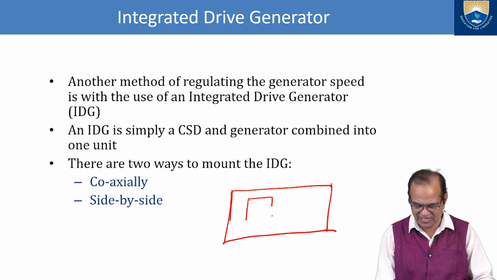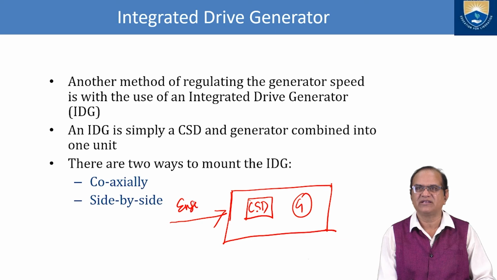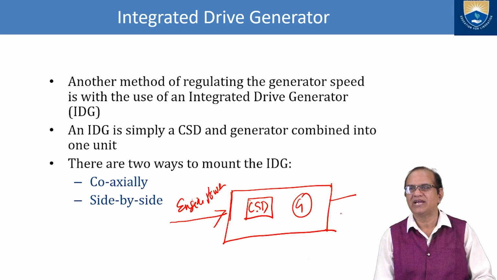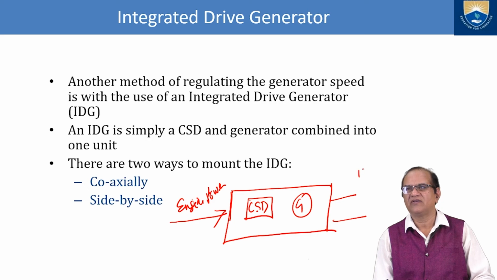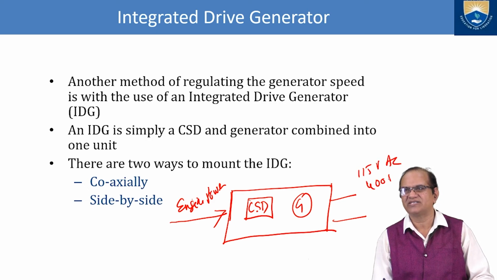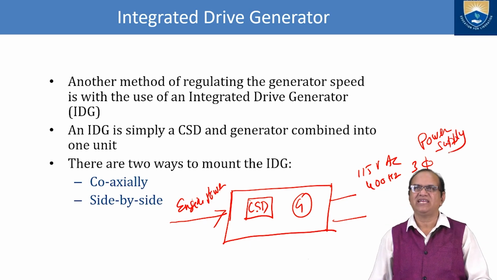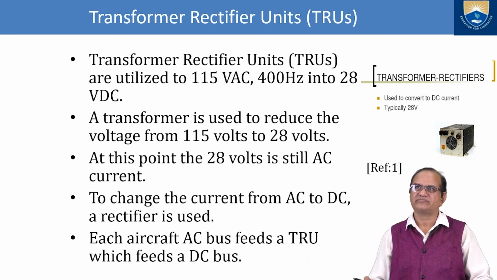So here we have the CSD and here we have the G, and the engine power is coming from here, and here you will get a 115 volt AC 400 Hertz 3-phase power supply by this system, which I have already discussed in detail.